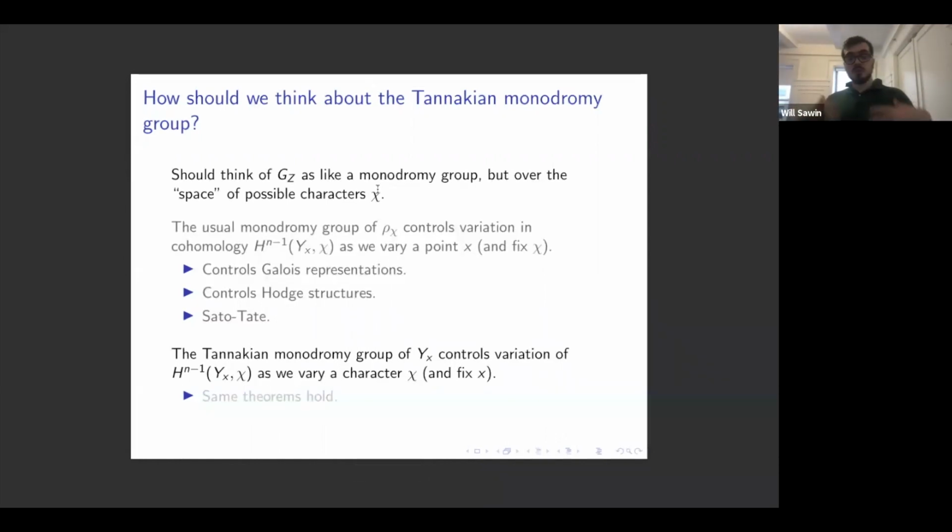So when I say that the Tannakian monodromy group controls the variation of this cohomology as we vary the character chi and now fix the point x, what I mean is literally the exact same theorems hold. It will be normalized by Galois groups in the same way, and there will be this Galois constancy modulo the monodromy. And in particular, Sato-Tate theorems will hold. They will determine the equidistribution as you vary the character.